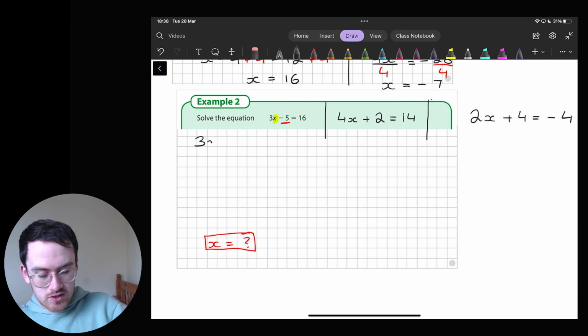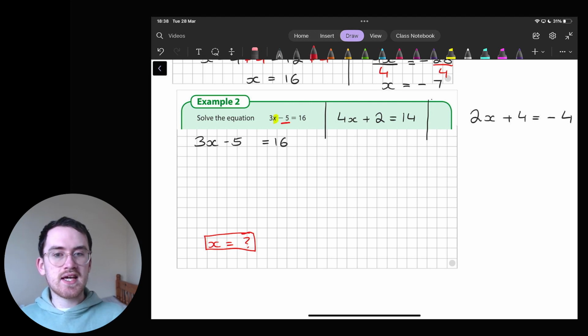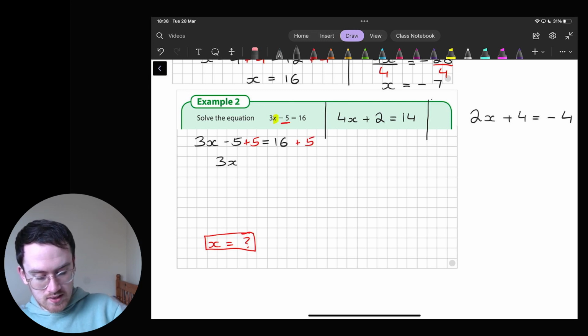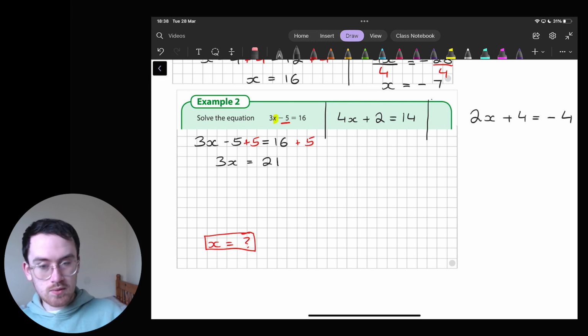So let's write my question. 3x minus 5 equals 16. Okay, what is the opposite of taking away 5? What is the opposite of subtracting 5? Well, the opposite of subtracting is adding, so I could add on 5. If I do that to one side, I must also do it to the other side. So I get 3x is equal to 21.